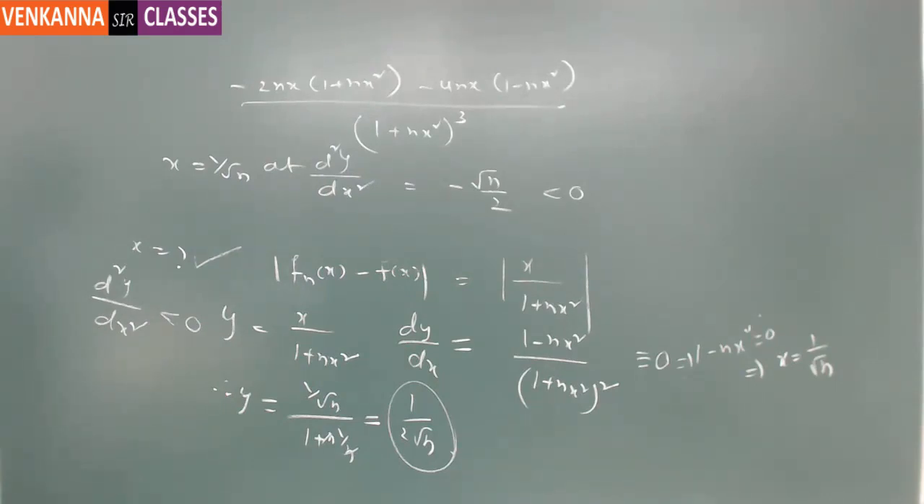So is it required for you to calculate dy by dx and d square y by dx square, the differentiation part? You do that and confirm the answer to me. After taking the feedback from you, I will move ahead. I request everyone to give feedback on it. Is that value correct or wrong? Minus root n by 2 is less than 0 by substituting the value in d square y by dx square.